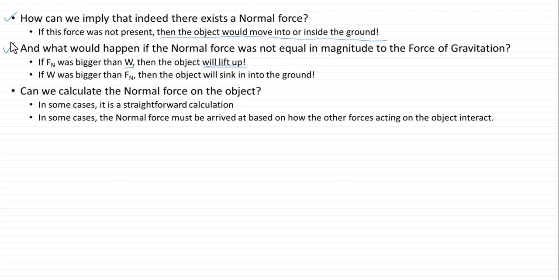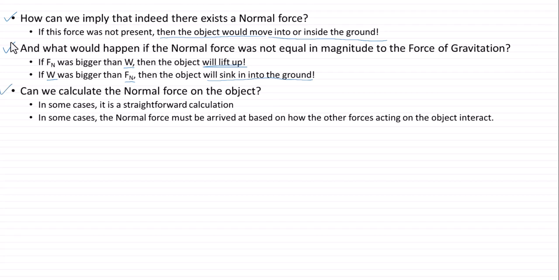And what would have happened if the weight was bigger than the normal force? Then there will be a net force in the negative y direction, and the object will sink into the ground. So since that is not the case, Fn is never unequal to the weight. It's always equal and opposite to the weight, and therefore we have the equilibrium, and therefore we are able to say that normal force is equal to the weight of the object.